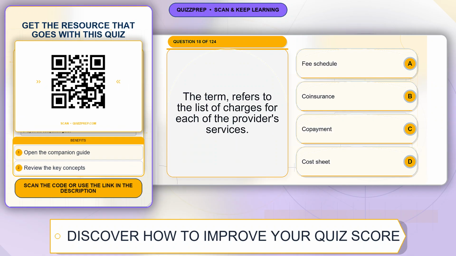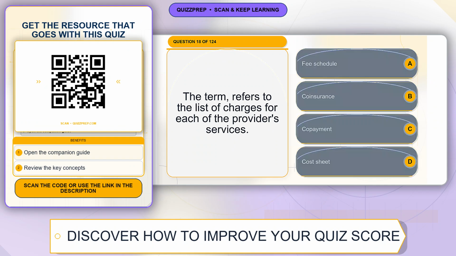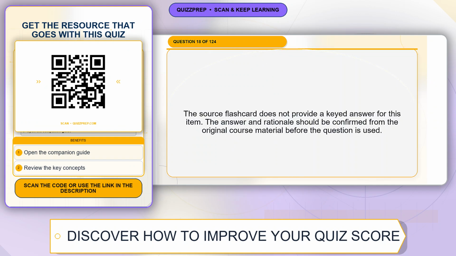Question 18. The term refers to the list of charges for each of the provider's services. Option A, fee schedule. Option B, coinsurance. Option C, copayment. Option D, cost sheet. The correct answer is not shown. Explanation. The source flashcard does not provide a keyed answer for this item. The answer and rationale should be confirmed from the original course material before the question is used.